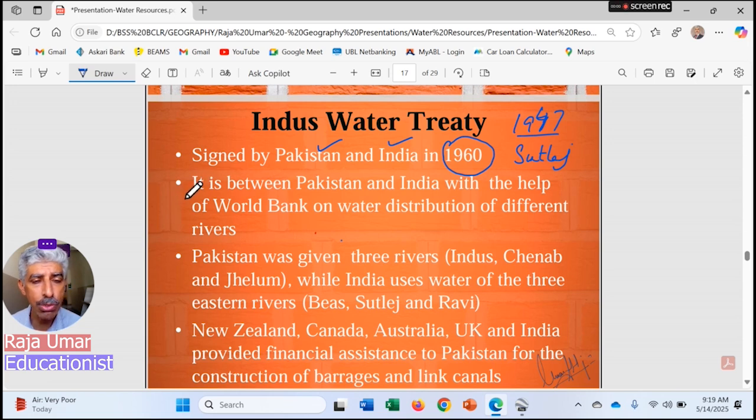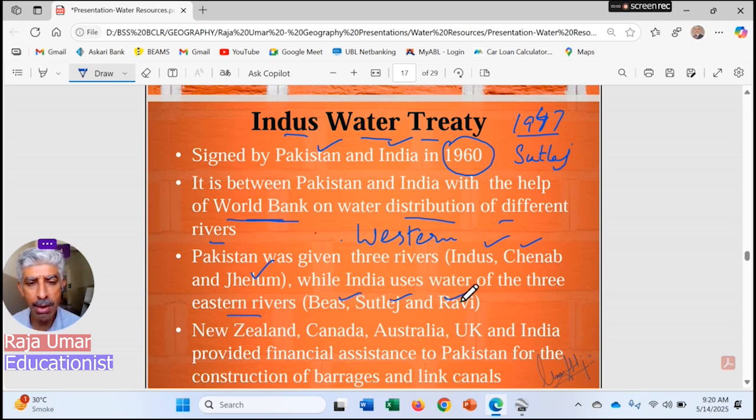So it was a sort of temporary solution, but in 1960, Pakistan and India met an agreement that is known as the Indus Water Treaty of 1960. It is between Pakistan and India with the help of World Bank. The mediator was World Bank on water distribution of different rivers. Pakistan was given the three western rivers, Indus, Chenab, and Jhelum, while India uses the water of three eastern rivers, that is Beas, Sutlej, and Ravi.